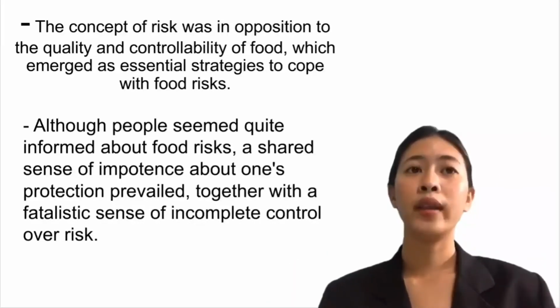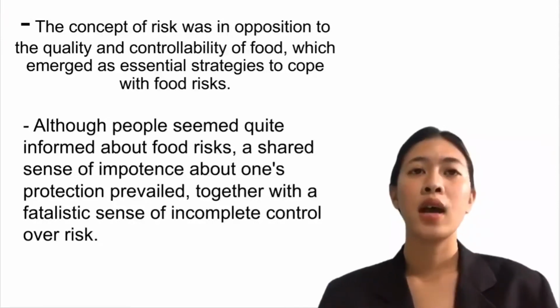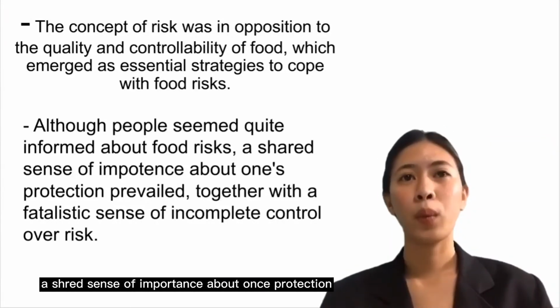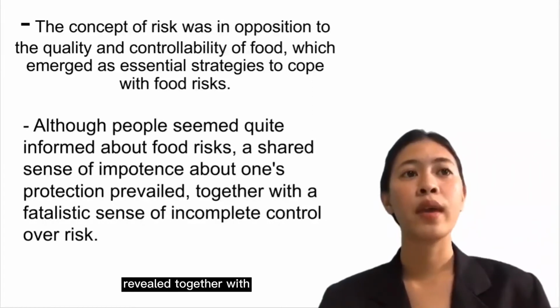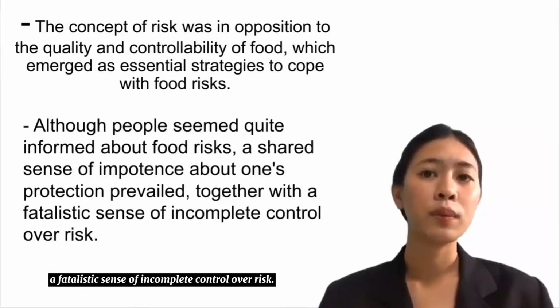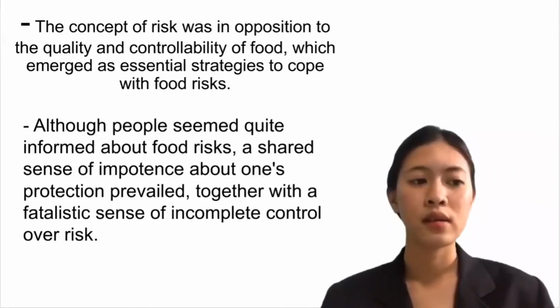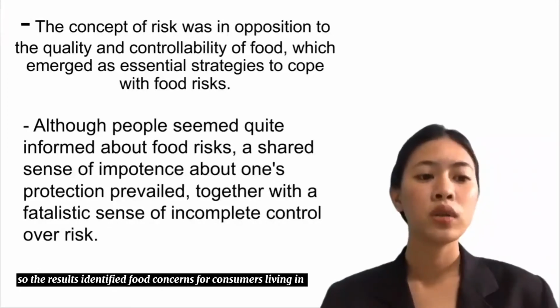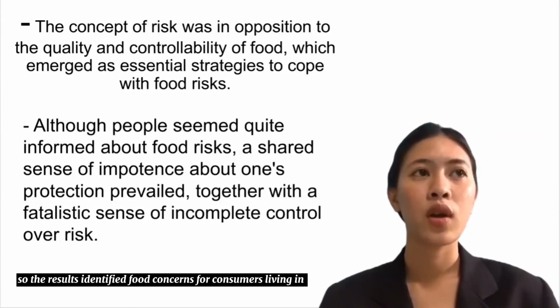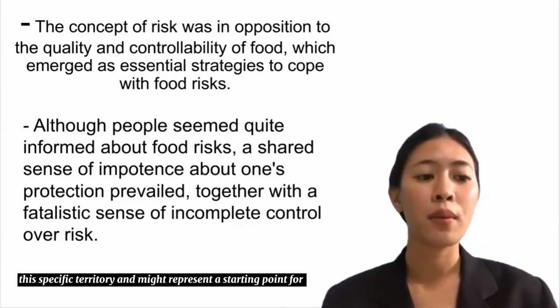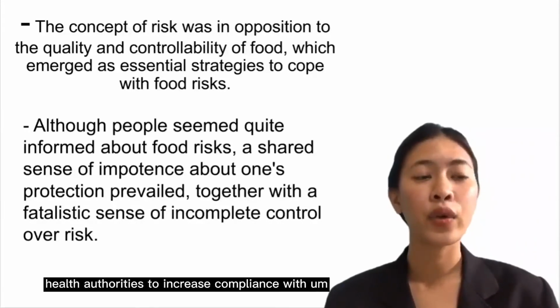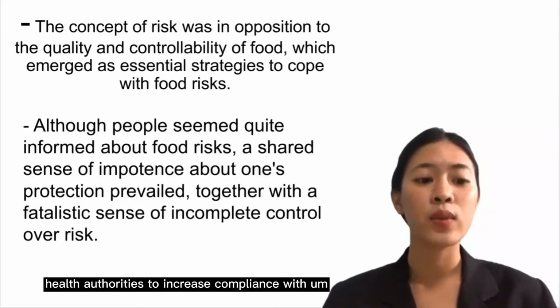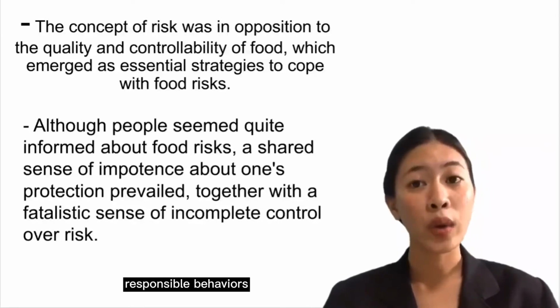Although people seem quite informed about food risk, a shared sense of impotence about one's protection prevailed together with a fatalistic sense of incomplete control over risk. The result identified food concerns for consumers living in this specific territory and might represent a starting point for public health authorities to increase compliance with responsible behaviors.